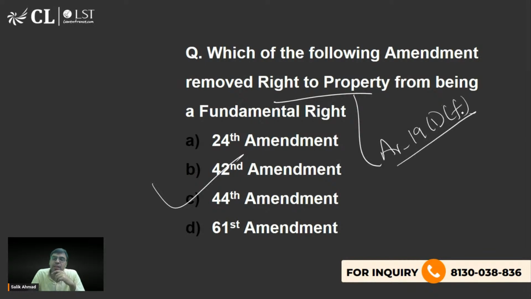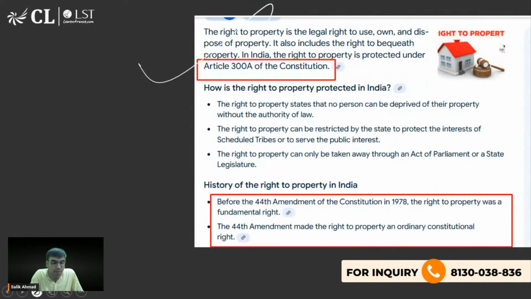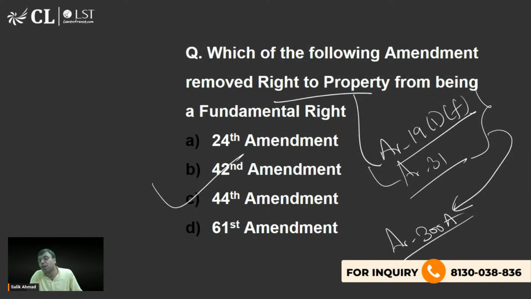19(1)(f), ठीक है. And एक और Article 31 में भी कहीं पर था. So these two were actually taken and not reported in Article 300A. ठीक है. So now right to property, हो सकता है पूछा जाता है कि now right to property is what?